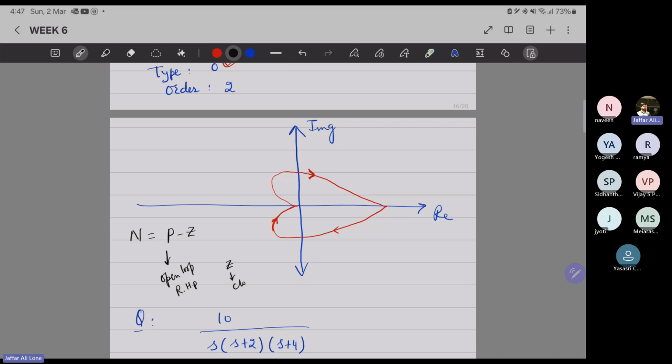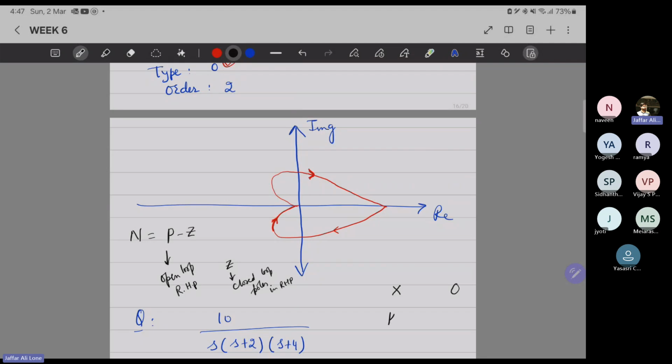the closed loop poles in the RHP. So if Z is closed loop poles, can I say Z is the number of open loop zeros? No, we can't say that, sir. Because if we see the root locus, if we are taking the open loop transfer function, we start from poles and we terminate at zeros.